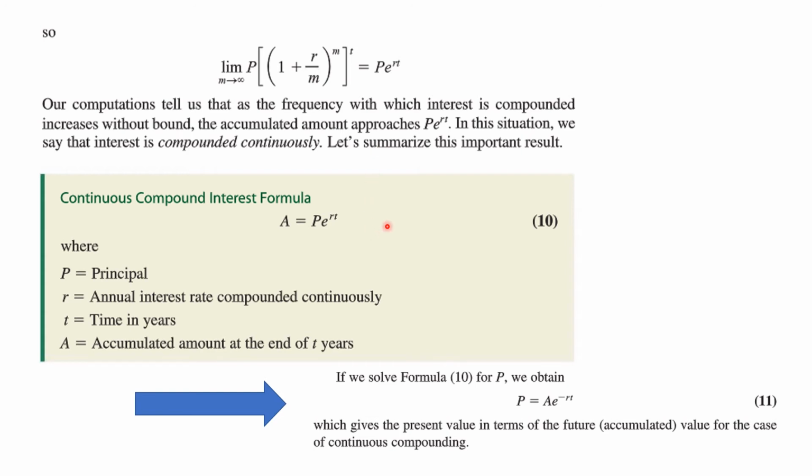And that gives rise to what we call formula 10. This is the formula for continuous compound interest. So the amount is equal to P e to the rt. And if we were to solve this formula for P to get the present value, we would have P is equal to A, and then this is e to the minus rt, which gives us the present value in terms of the future accumulated value for the case of continuous compounding.